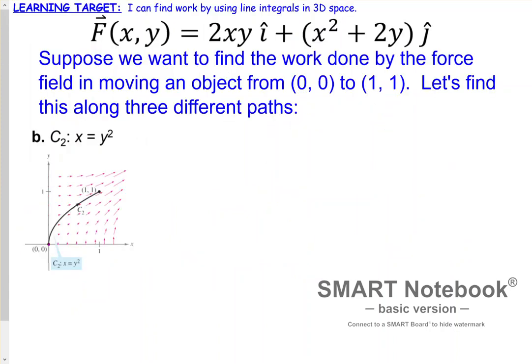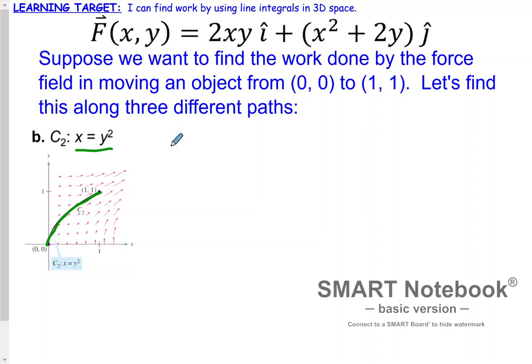Okay, so we are going to try the same problem again. We're just going to travel along a different path this time. So instead of going straight along the line y equals x, we're going along this curve, x equals y squared. And to do that, we can use a couple different parameterizations. I suppose there's infinitely many.